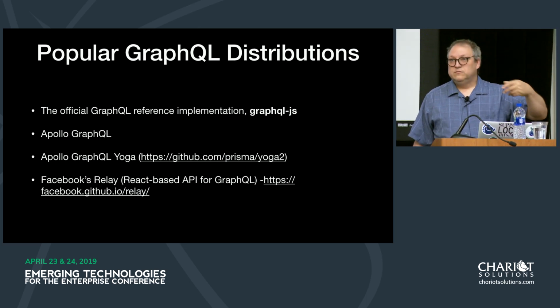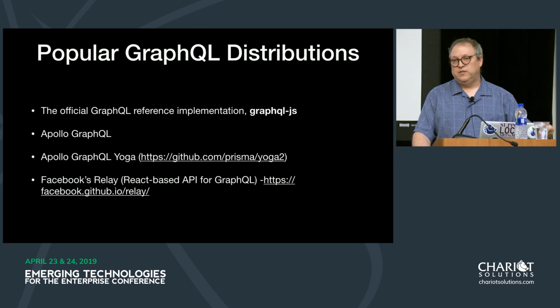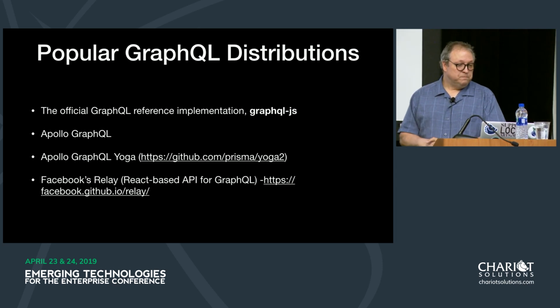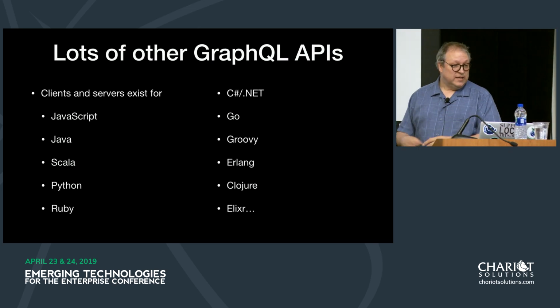And then Apollo and all these other groups, Java GraphQL, the Python one, the ones for Elixir and all these other languages, they all basically implement the standard as best they can. We'll see how that goes. But for the basic things, it should be pretty straightforward. There's a lot of other GraphQL APIs out there.